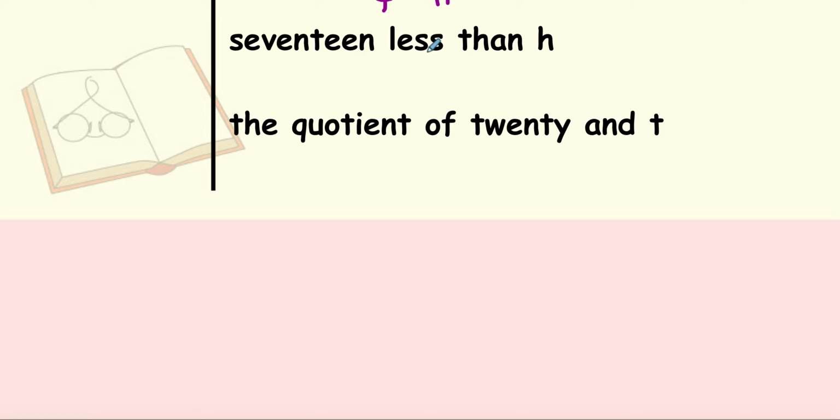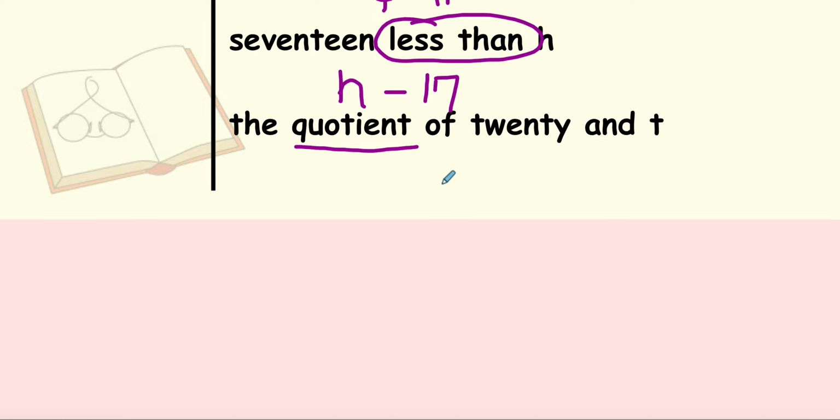For this first one, again, because it's referencing subtracting and it's saying less than, I need to start with the h, and then I'm going to subtract the 17. Quotient means to divide, and when I divide, I'm going to divide in order that it reads. So I'm going to read this as 20 divided by t, because it's in the order that I read it.